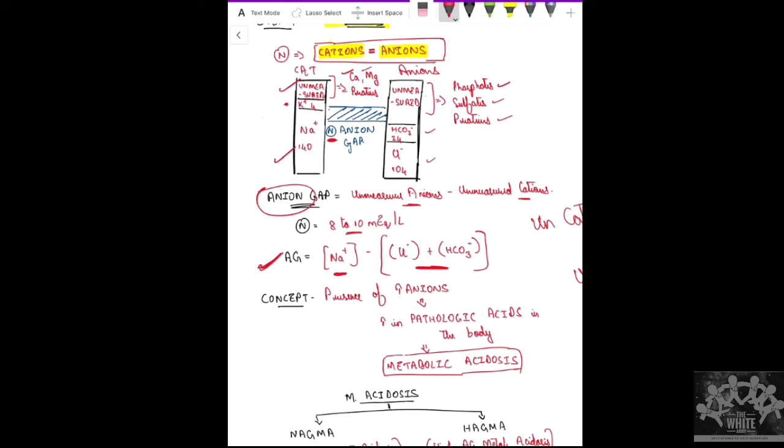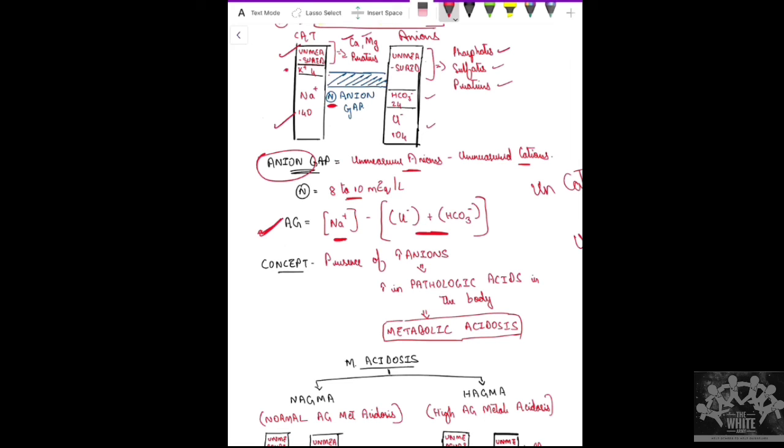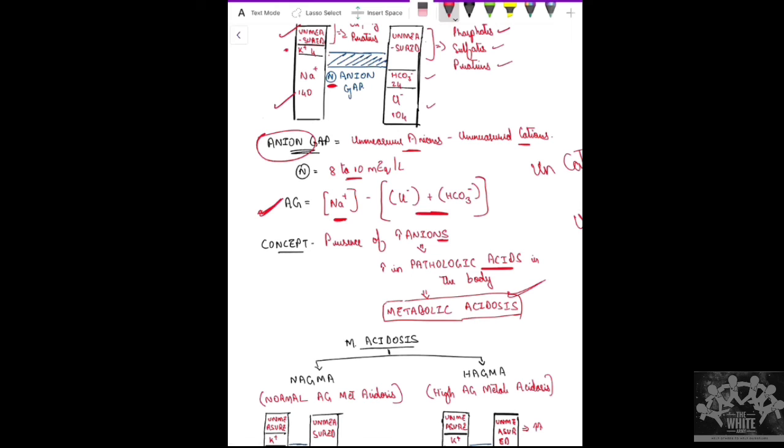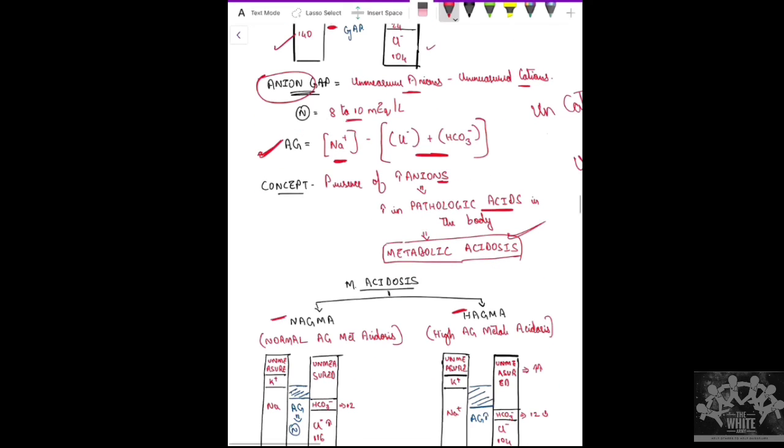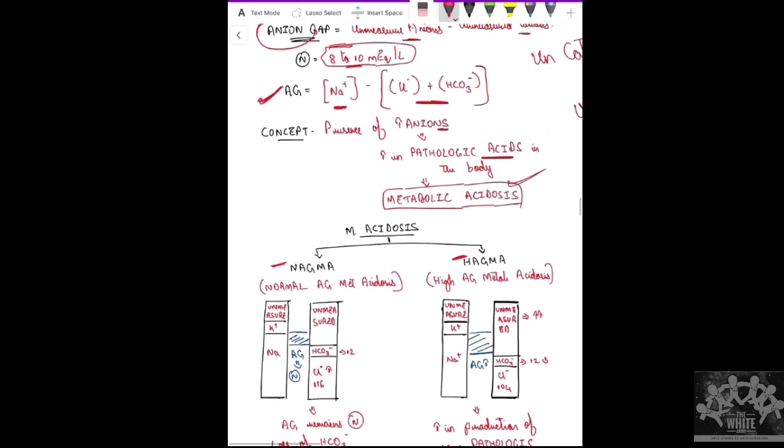So how does this anion gap become important in our scenario? In ABG, how does this play a role? If there is an increase in the anions, that means there is an increase in pathologic acids in the body. Correct, no? Which means there will be metabolic acidosis. This metabolic acidosis is of 2 types: normal anion gap metabolic acidosis and high anion gap metabolic acidosis. In normal anion gap metabolic acidosis, this value will be maintained. 8 to 10 milliequivalents per liter will be maintained. How it will be maintained, we see.